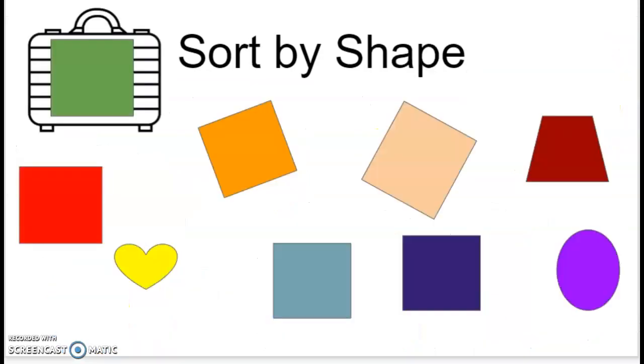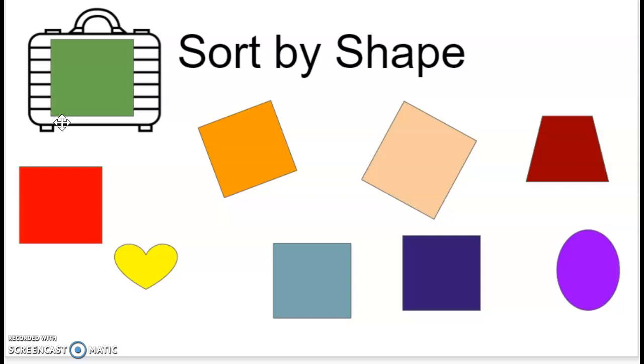Okay? Our next way that we can sort is by shape. So I have a box up here that tells me which ones I'm going to sort into my box. And my box says that this box is only for squares. So I want you to see if you can find the squares in the picture. If you can see the squares, please touch them on your screen. Where are the squares on this picture?